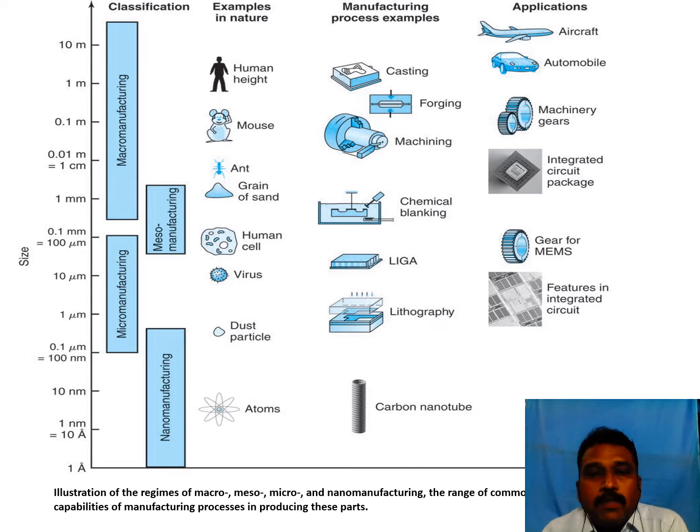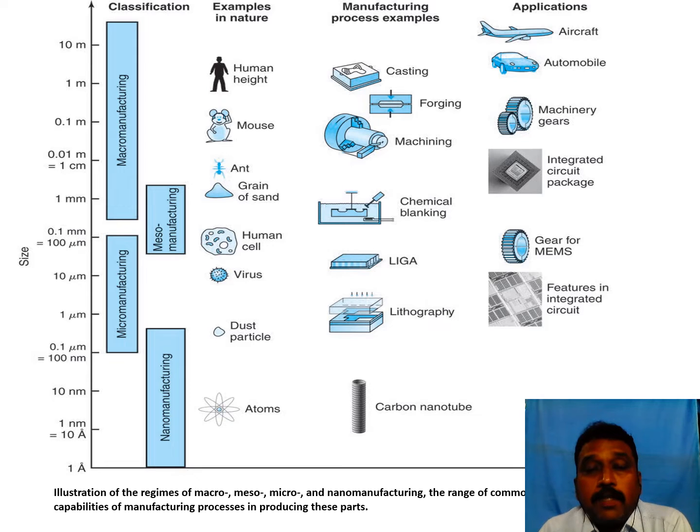So, what are the examples of macro manufacturing? In simple words, macro manufacturing is the manufacturing of a product which can be seen by the naked eye, whereas micro manufacturing cannot be seen by the naked eye. So that is the simplest classification. The meso manufacturing lies in between those two. So these are the examples of macro manufacturing.